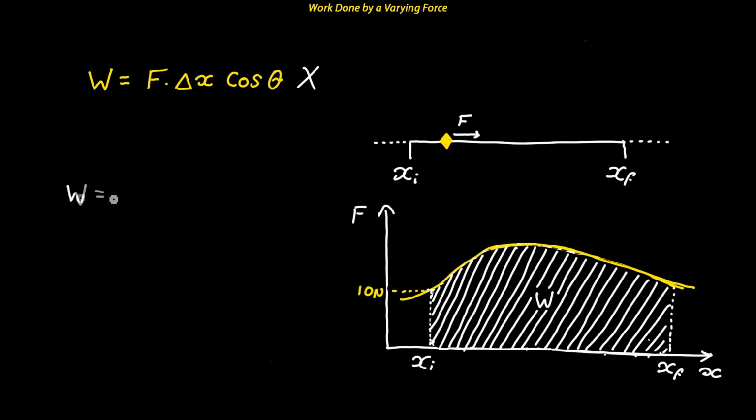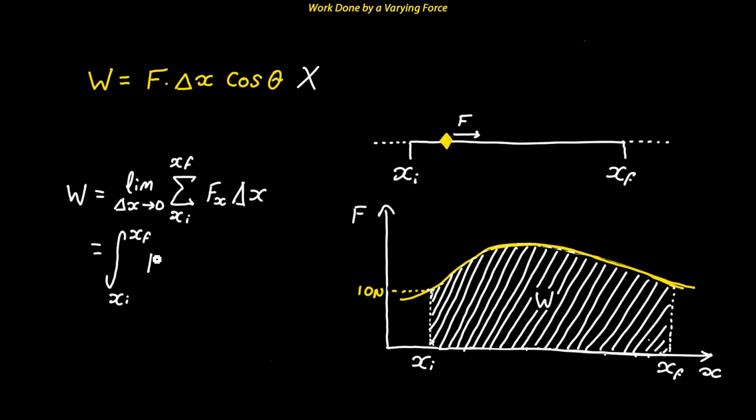So the limit, as delta x approaches zero, for the sum of the areas of the small displacements can be written as the definite integral, with the lower limit being x sub i, the start position, and the upper limit being x sub f, the final position, of the formula for the continuous force on our particle multiplied by delta x.